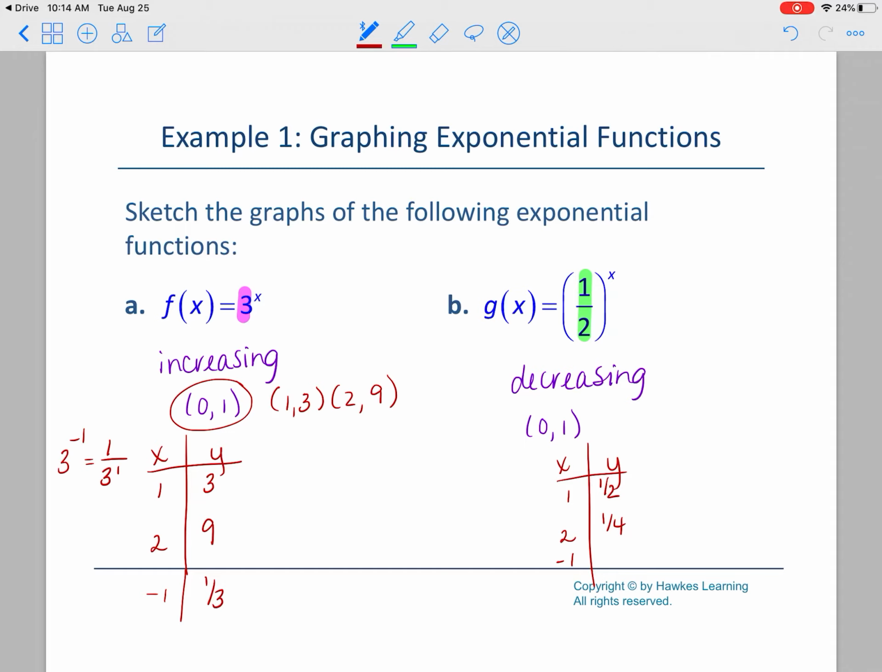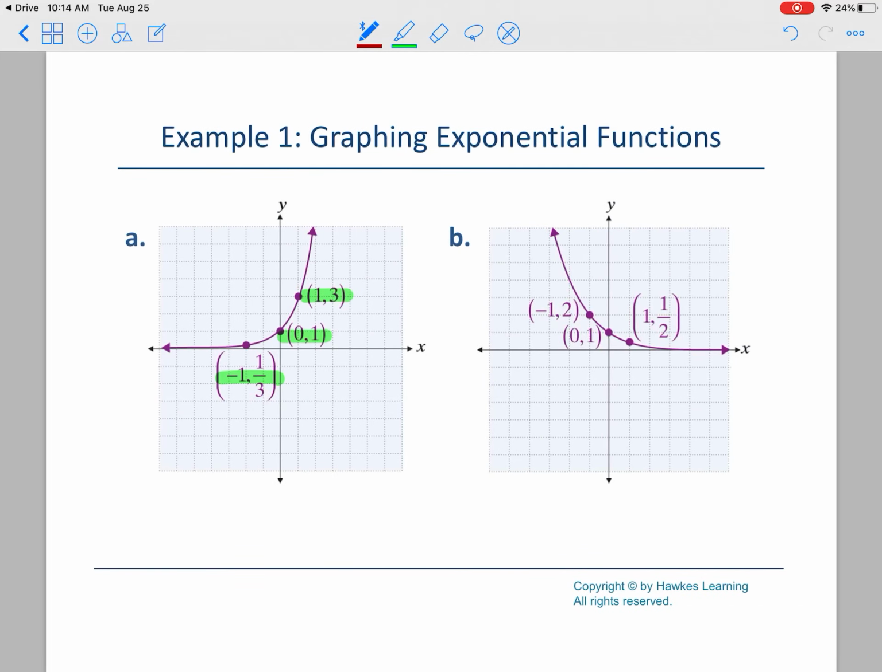And then 1/2 to the negative first. Remember, I can't have a negative exponent, so I flip that fraction to get rid of it. So that gives me 2/1, which is just 2. So I have the points 1, 1/2. I have another point of 2, 1/4. And I have another point of -1, 2. So I can go and plot all of those points on my graph. And we're going to go to the next page and look at it.